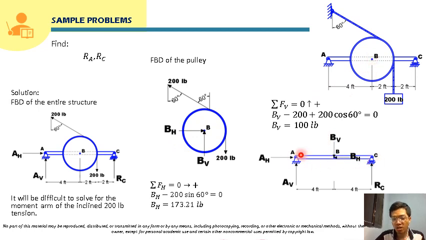Okay, so from here, as we know, if we transfer BH and BV to the free body diagram of this beam, they will be directed oppositely. If BV here is directed upward, here it will be directed downward. And if BH is directed to the left here, when we transfer it, it will be directed to the right. So from here, we can solve the free body diagram of this beam for AH and AV and for the reaction at C. So let's start solving that.